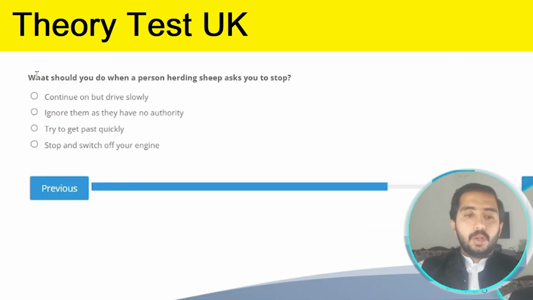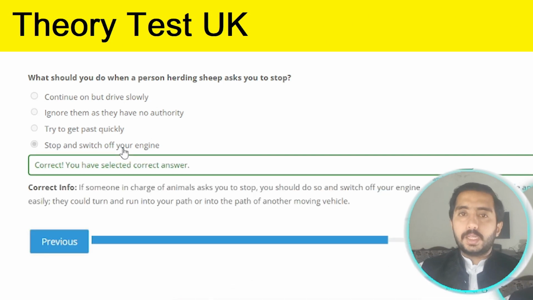Next question. What should you do when a person herding sheep asks you to stop? The correct option is option D, which is stop and switch off your engine. Option D is the correct one.